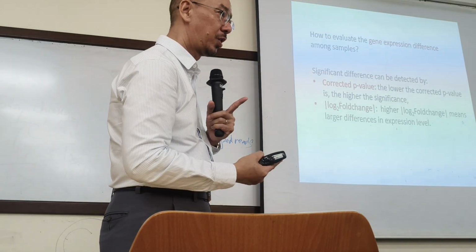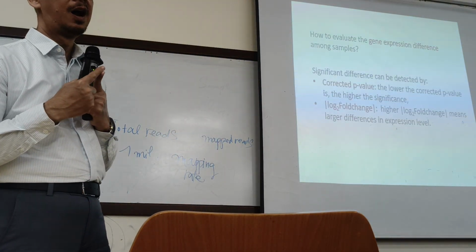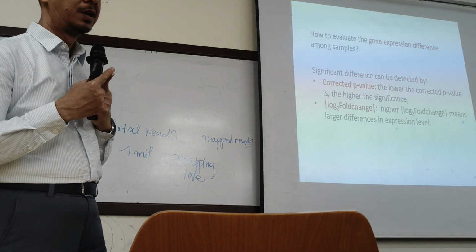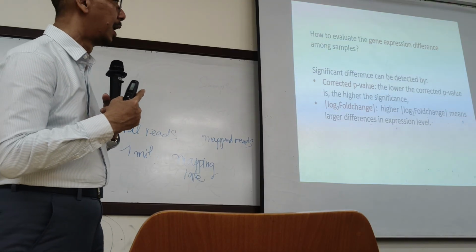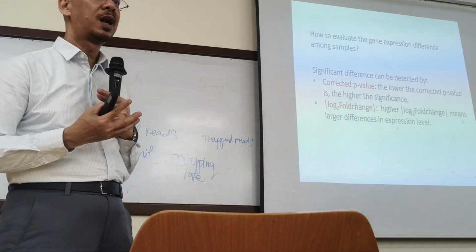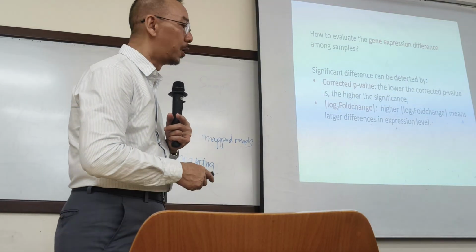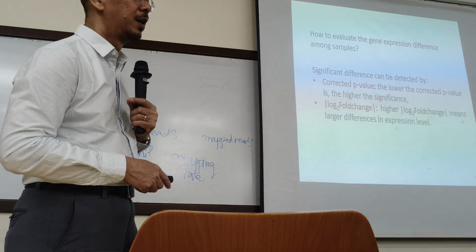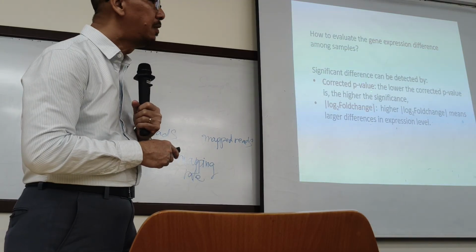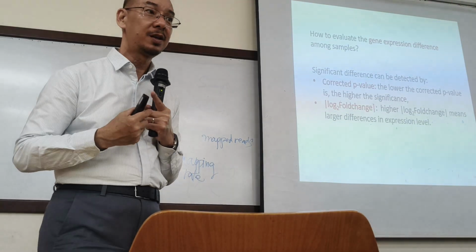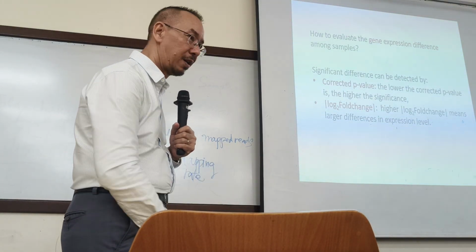Okay, if larger than 1, for example, you set up 1, that means up regulation. Smaller than minus 1, down regulation. That is about expression level only, not yet confirmed. You need to confirm by statistical tests. And in bioinformatics, we don't apply p-value. You studied statistics, you know p-value. Here, we apply corrected p-value.